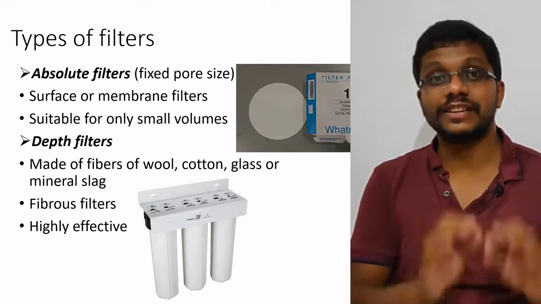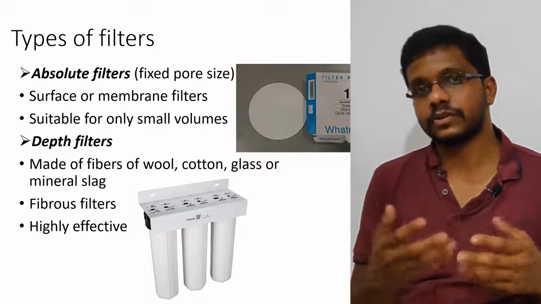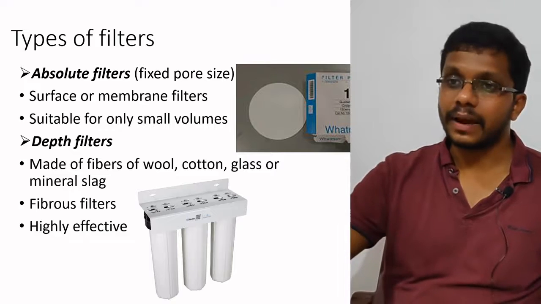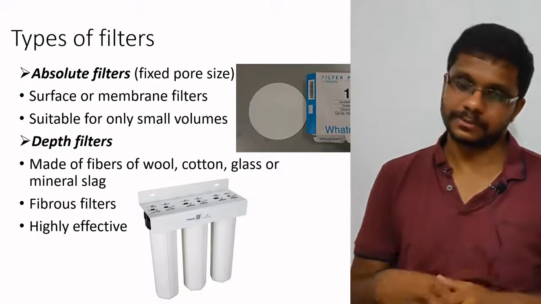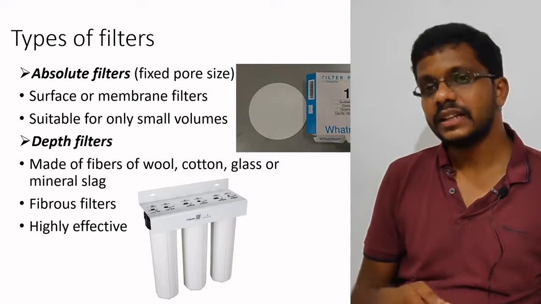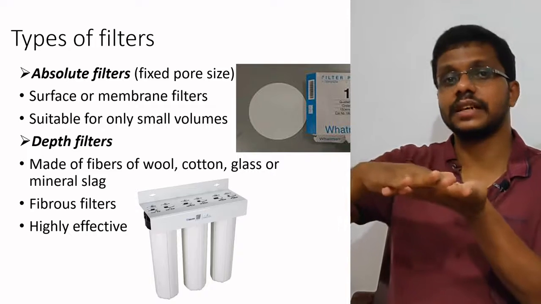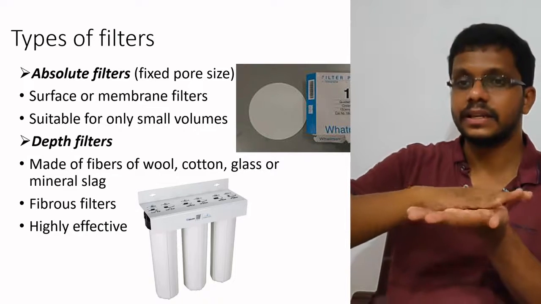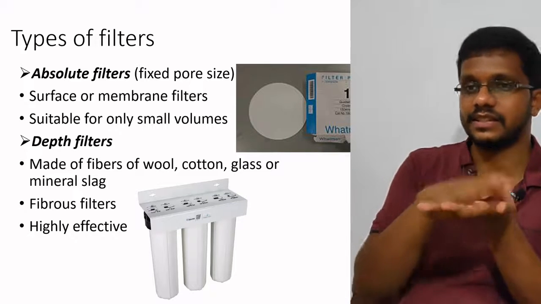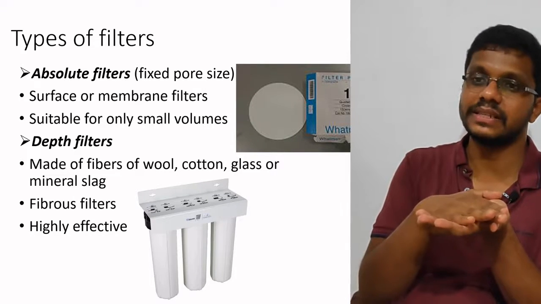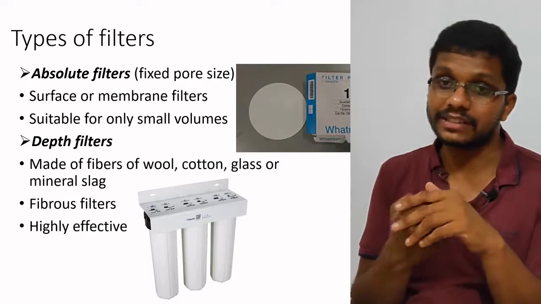Absolute filters have a fixed pore size. So basically the filtration is happening because of straining. The particles which are bigger than the pore size won't pass. So those are absolute filters. These are also called surface filters because the filtration is happening on the surface. It has pores, so the filtration happens on the surface of the filter. It looks like a membrane or a thin film, so it's called a membrane filter.